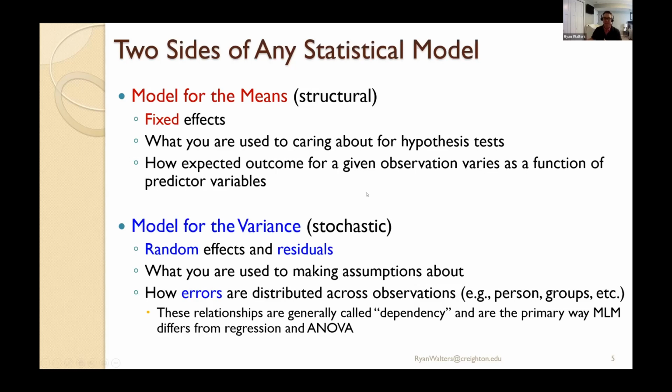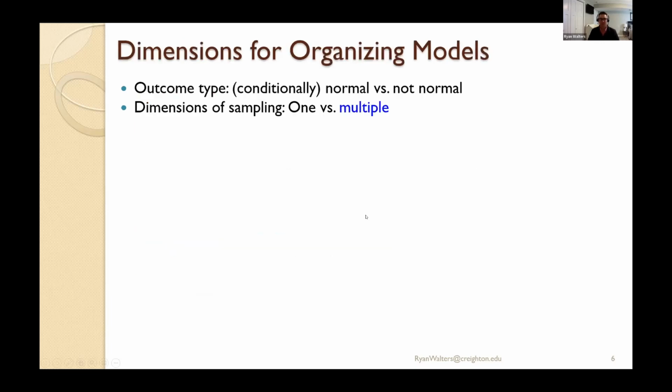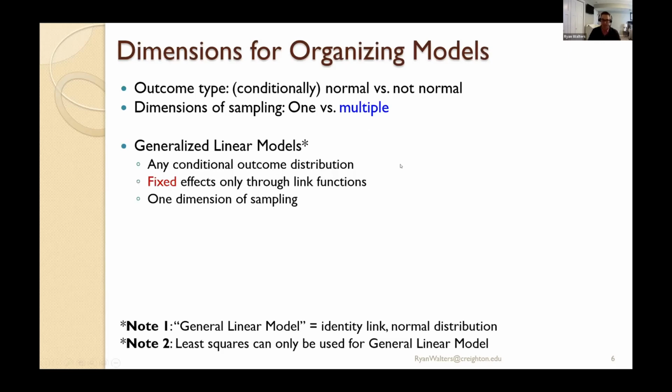So anything when we're talking about the model for the means is going to be in red font. Anything that we're talking about in terms of the model for the variance is going to be in this kind of blue font here. So there's a number of ways for organizing statistical models in general. Is your outcome normal or is it not normal? Is it binary? Is it count, etc.? How many dimensions of sampling do you have? One versus multiple? We're going to be living in multiple land.